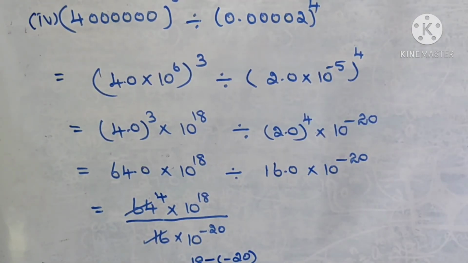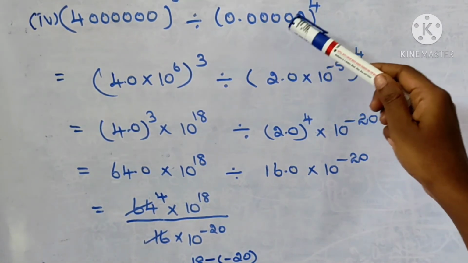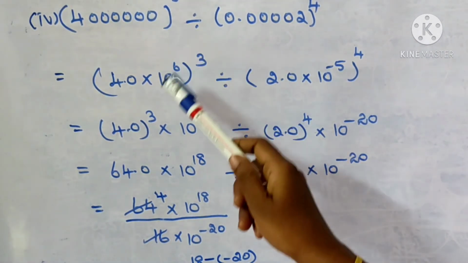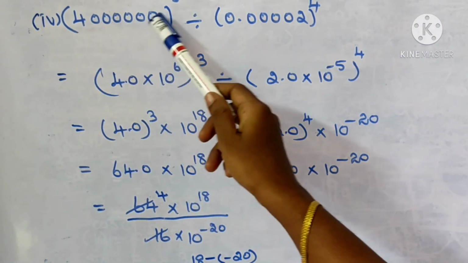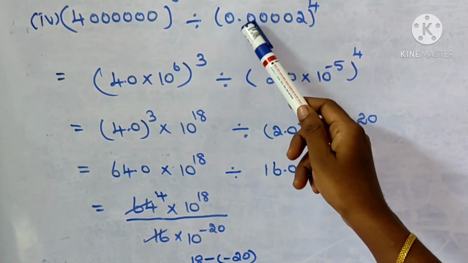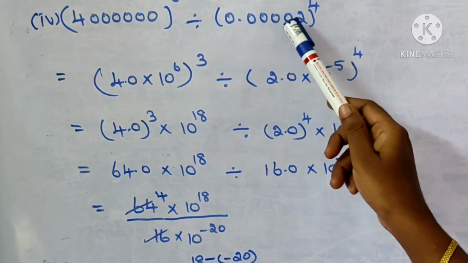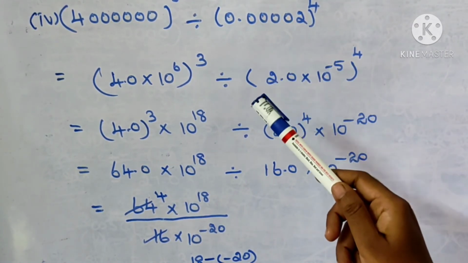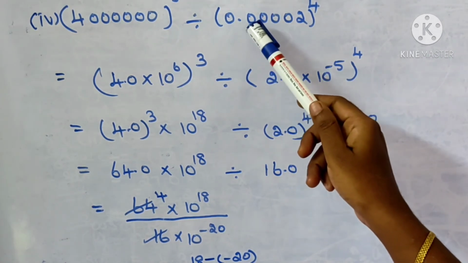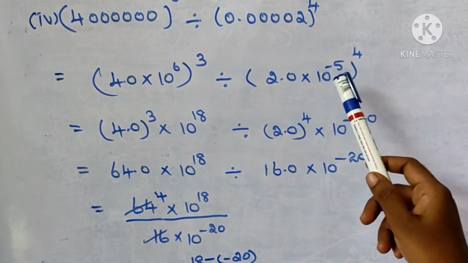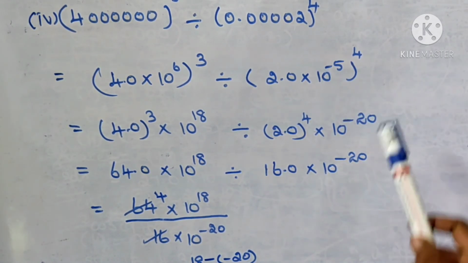Listen, the fourth part. 40 lakhs the whole cube divided by 0.00002 the whole power 4. So write the scientific notation of 40 lakhs. 4.0 into, count the zeros and write 10 power 6 the whole power 3 divided by, here decimal point after 5 digits after only the number. So we take the number in the decimal point left side. So 5 digits, you move the decimal point to the right side. So here we get 10 power minus 5 the whole power 4.